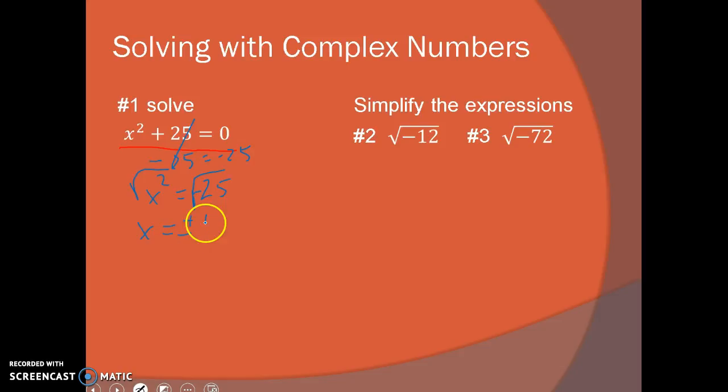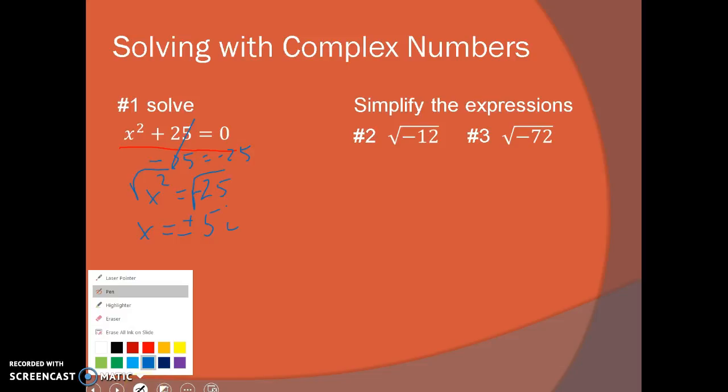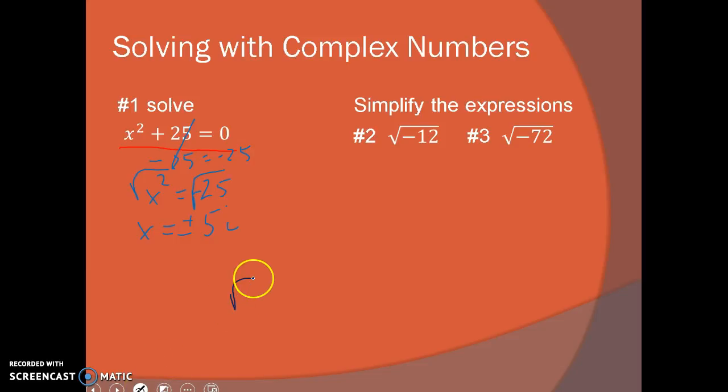This is going to be plus or minus 5, but imaginary. One of the things that you should put in your notes right now is that, let me change colors so you can see this a little bit better, if I have the square root of negative 1, that is equal to the number i. And so when I simplify the square root of negative 25, that's the same thing as the square root of 25 times the square root of negative 1, because 25 times negative 1 is negative 25. We know that the square root of negative 1 is i, and we know that the square root of 25 is 5. And so this is going to be just plus or minus 5i, and the i just stands for imaginary. And so let's go ahead and simplify 2 and 3 just to get familiar with this.